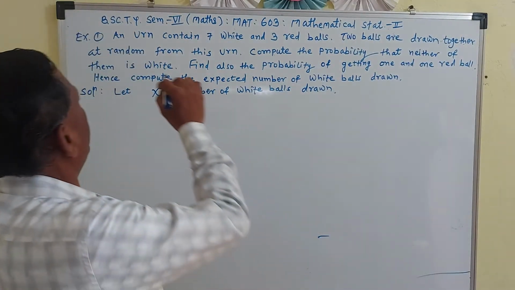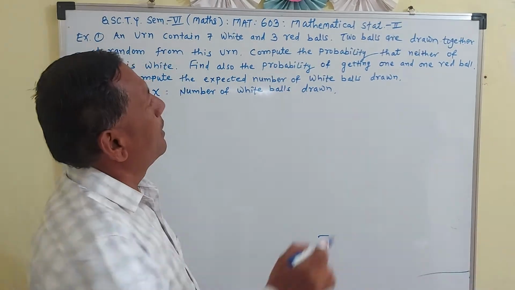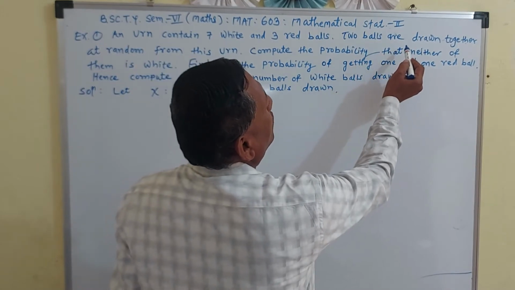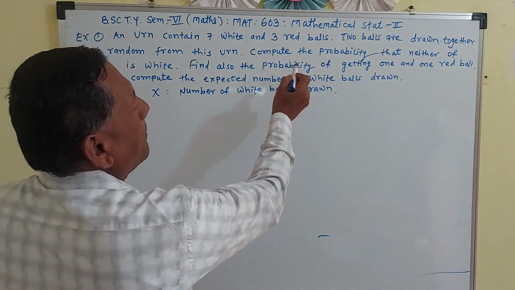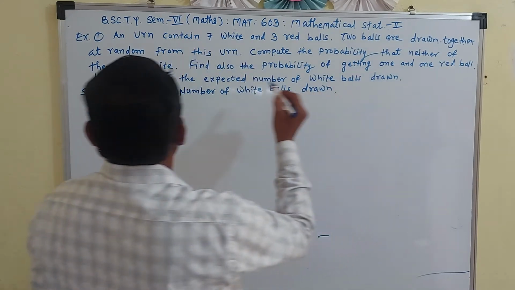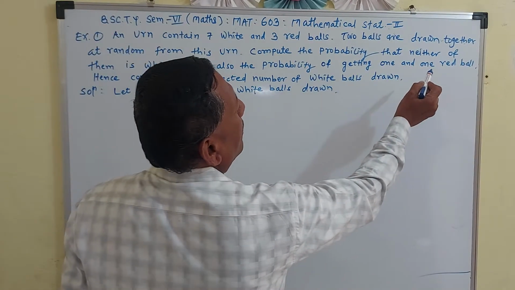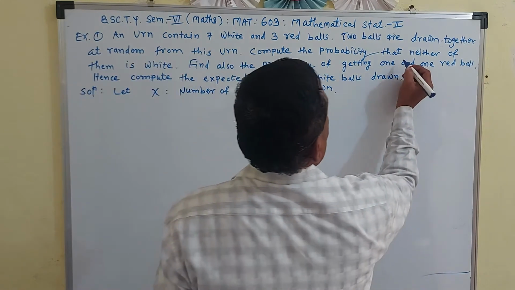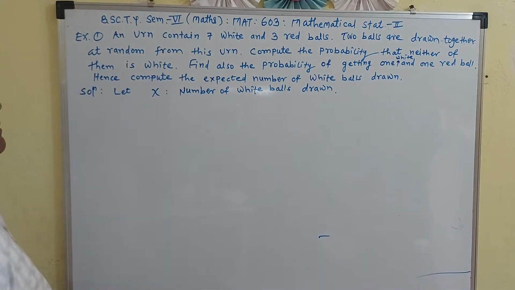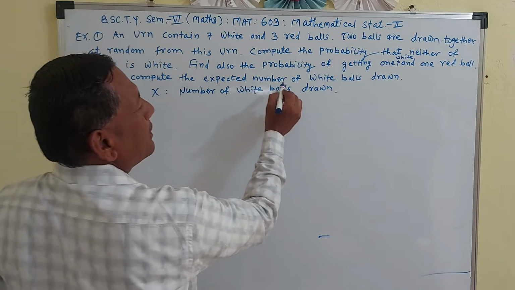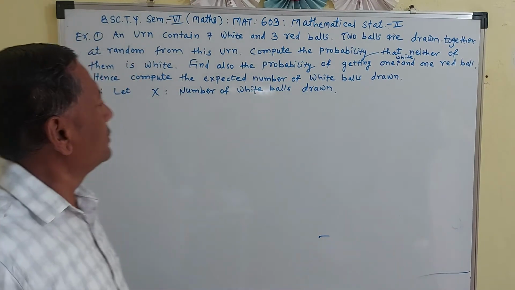So first, example number 1. An urn contains 7 white and 3 red balls, and we have to draw 2 balls together at random from that urn. Compute the probability that neither of them is white. Also find the probability of getting 1 white and 1 red ball. Hence we have to compute the expected number of white balls drawn.